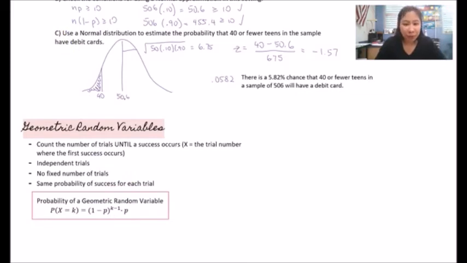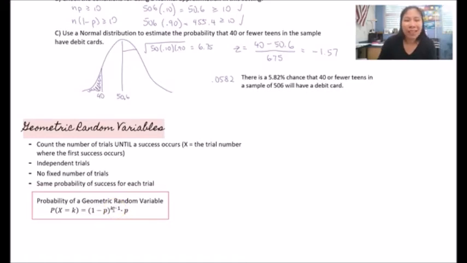To find the probability of a geometric random variable, the formula to me is very intuitive. Here we're looking for the probability that the random variable x equals k. This means that we are trying to get a success on the kth try. That means before the kth try, all of them have to be failures. So the formula is 1 minus p, remember p is the probability of success, so 1 minus p is the probability of failure, raised to the k minus 1 power.